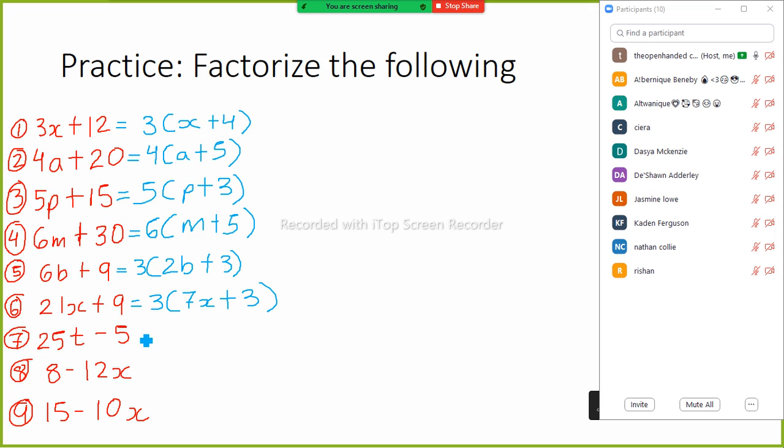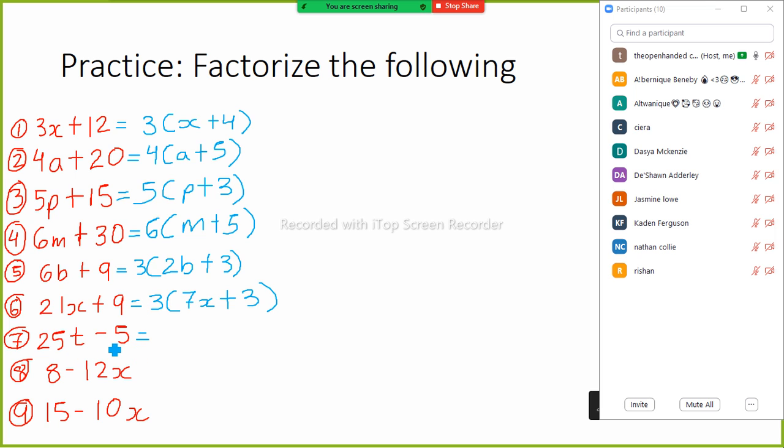Excuse me, how do we get that 3 down? Because 3 times 3 is 9. That's how we're trying to get back. We're trying to get back to 9. And then 3 times 7 is 21. That's how we get 21x.